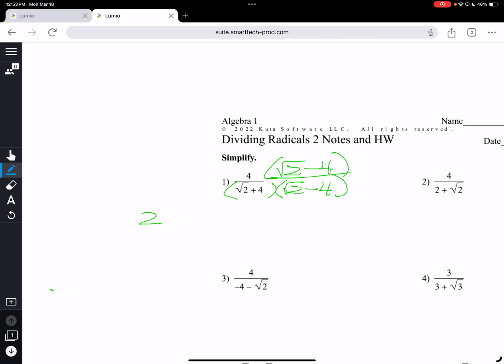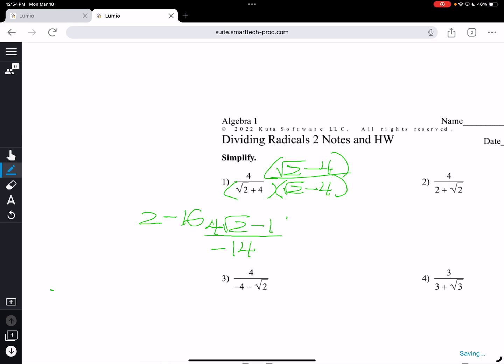Negative 6, negative 16. What's 2 minus 16? Negative 14. So we have negative 14 as our denominator. All right. We distribute the 4 from the numerator. What's 4 times radical 2? 4 radical 2. And then 4 times negative 4.